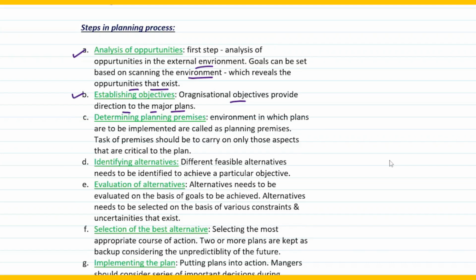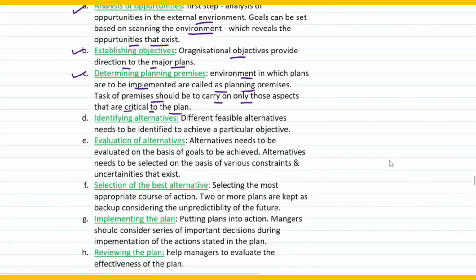Fine. Okay, determining planning premises. What do you mean by planning premises? Environment in which plans are to be implemented are called planning premises. Task of premises should be to carry on only those aspects that are critical to the plan, right? So you should determine the planning premises based on what? Planning premises is basically the environment that you're working in or competing in, that becomes your premises. What is the task of premise? Task of the premise should be to carry on only those aspects that are critical to the plan, right?